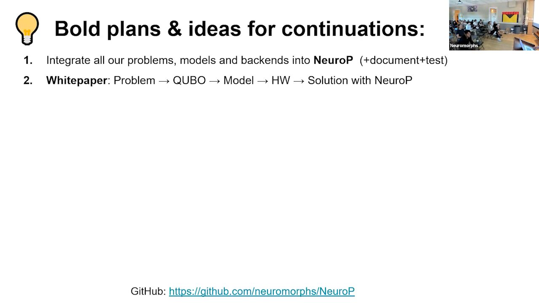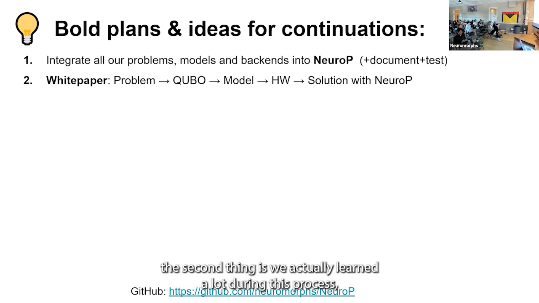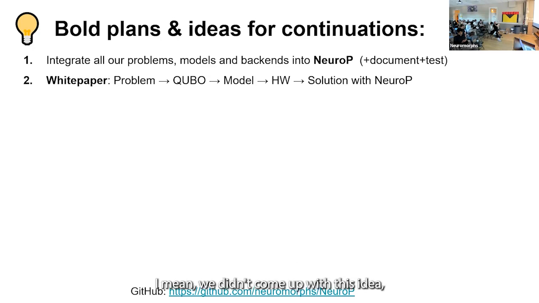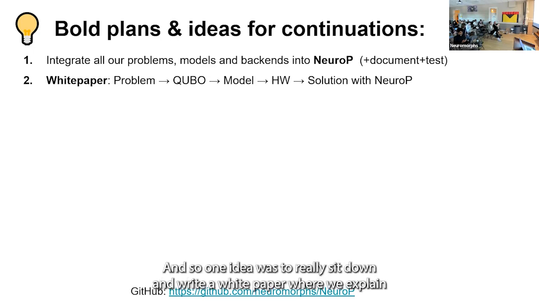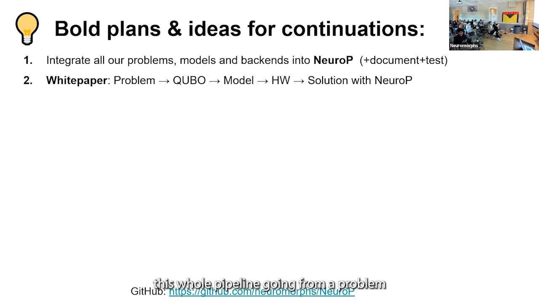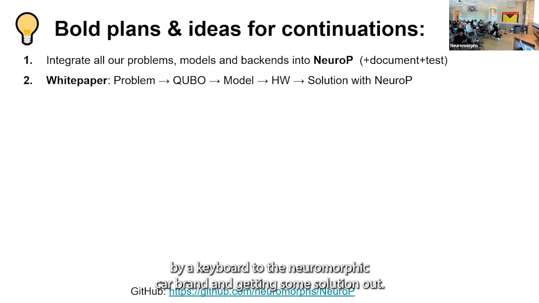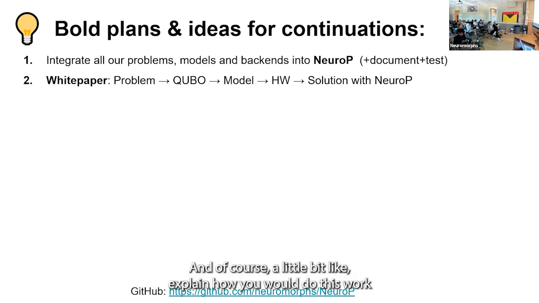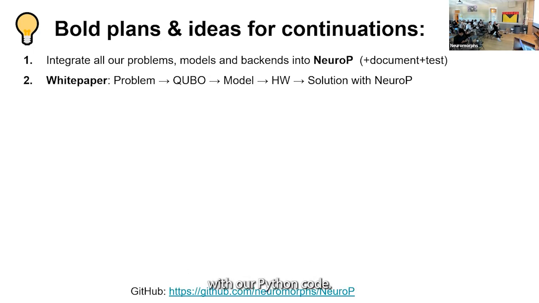The second thing is we learned a lot during this process. I think it's quite an interesting idea to go all of this way. We didn't come up with this idea, but I think we learned a lot about what works and what doesn't work. So one idea was to sit down and write a white paper where we explain this whole pipeline, going from a problem via QUBO to the neuromorphic hardware in the end and getting some solution out. And of course, also explain how you would do this with our Python code.